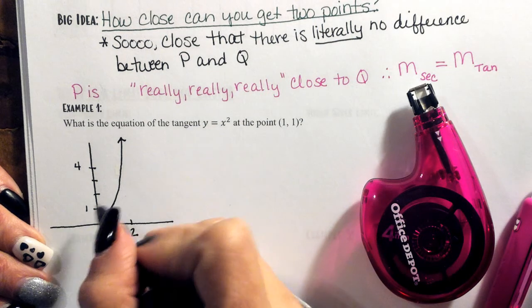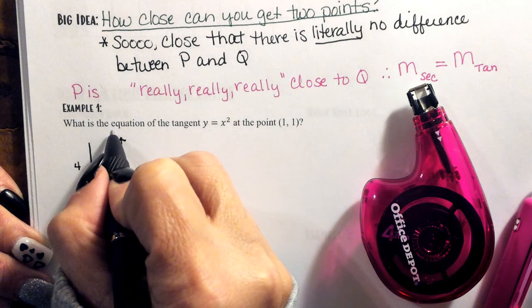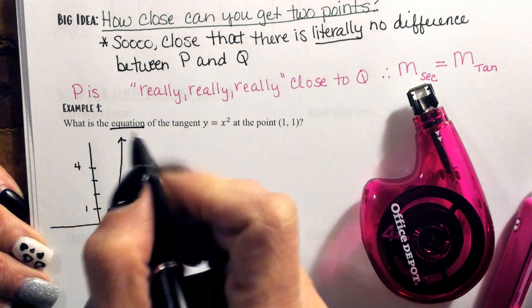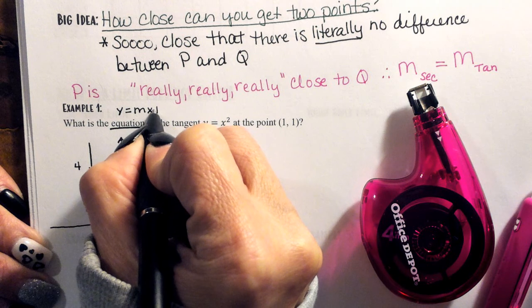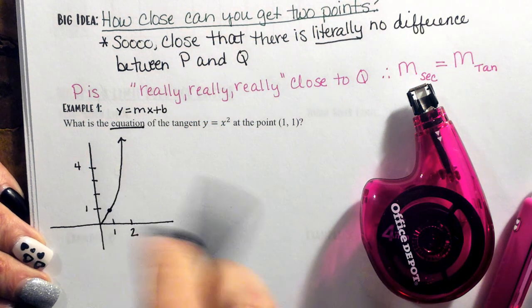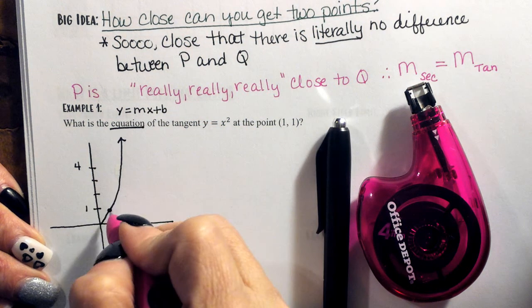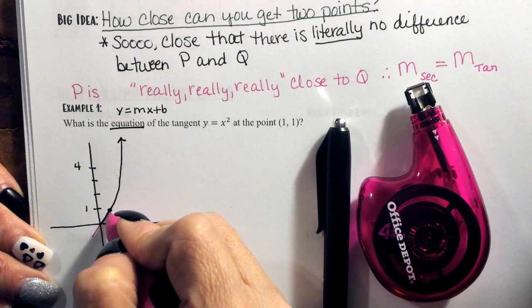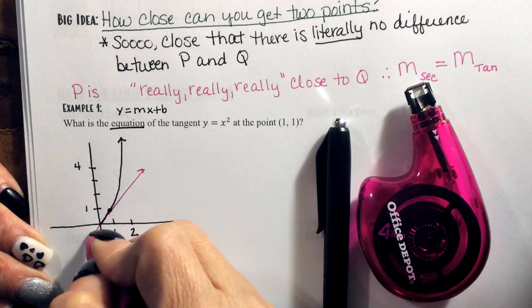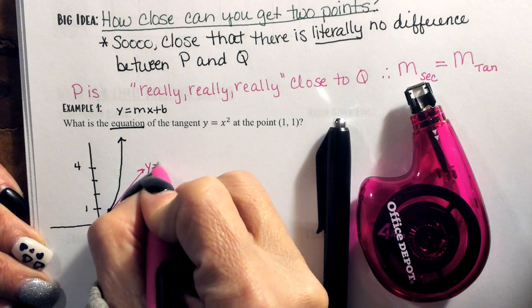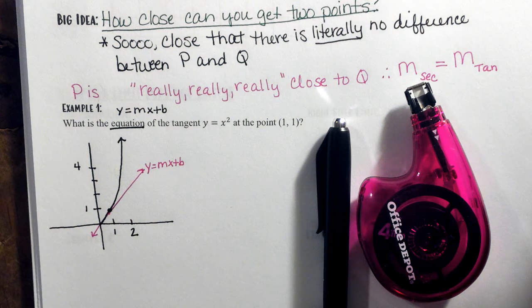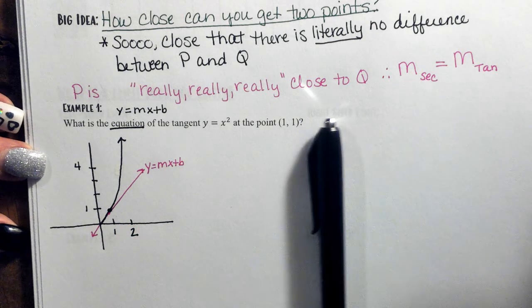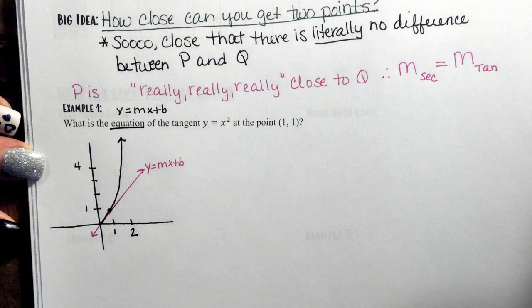Okay, so I want to know the equation. Equation of a line. Well, remember, that's y equals mx plus b. I want to know the equation of the tangent line right here at the point 1, 1. So if I were to draw it, it would probably look something like this. And I want to know y equals mx plus b. What's the equation of that tangent line? Now it's definitely not drawn to scale because it's going to drop down a little bit, but that's okay. You get the idea of what we're trying to do.